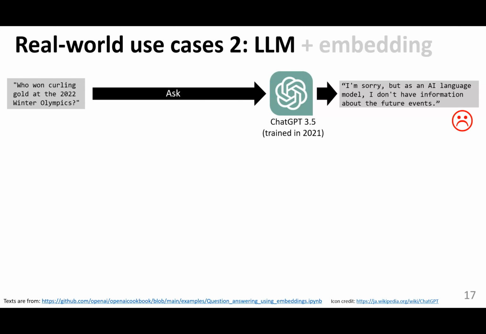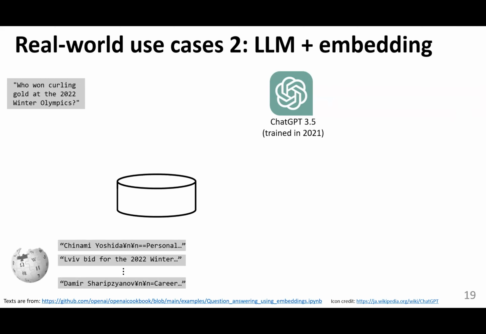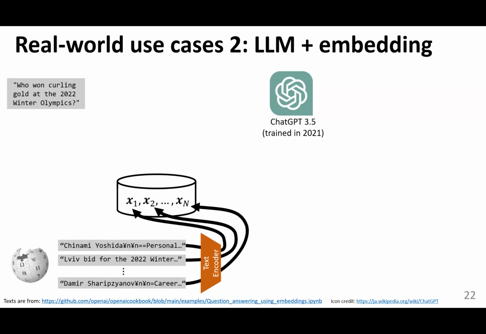Training ChatGPT is very time consuming, so what should we do? What we can do is embedding. This is very popular recently. For example, we have Wikipedia, and we crawl Wikipedia information and divide it into small chunks. Then for each chunk, we extract a feature vector.